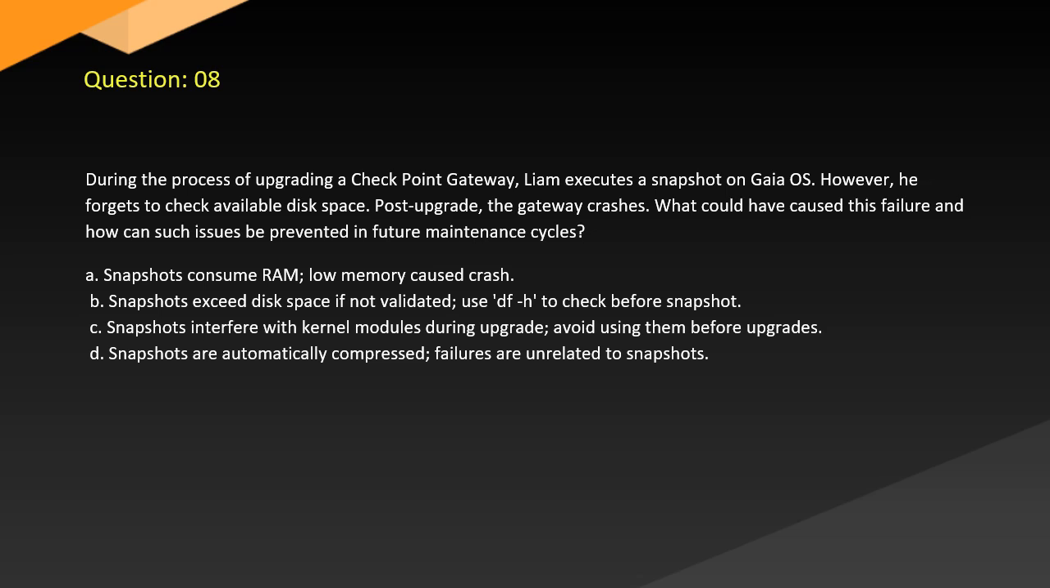During the process of upgrading the Check Point gateway, Liam executes a snapshot on Gaia OS, however he forgets to check available disk space. Post-upgrade, the gateway crashes. What could have caused this failure, and how can such issues be prevented in future maintenance cycles? A. Snapshots consume RAM. Low memory caused the crash. B. Snapshots exceed disk space if not validated. Use df -h to check before snapshots. C. Snapshots interfere with kernel modules during upgrade. Avoid using them before upgrades. D. Snapshots are automatically compressed. Failures are unrelated to snapshots.